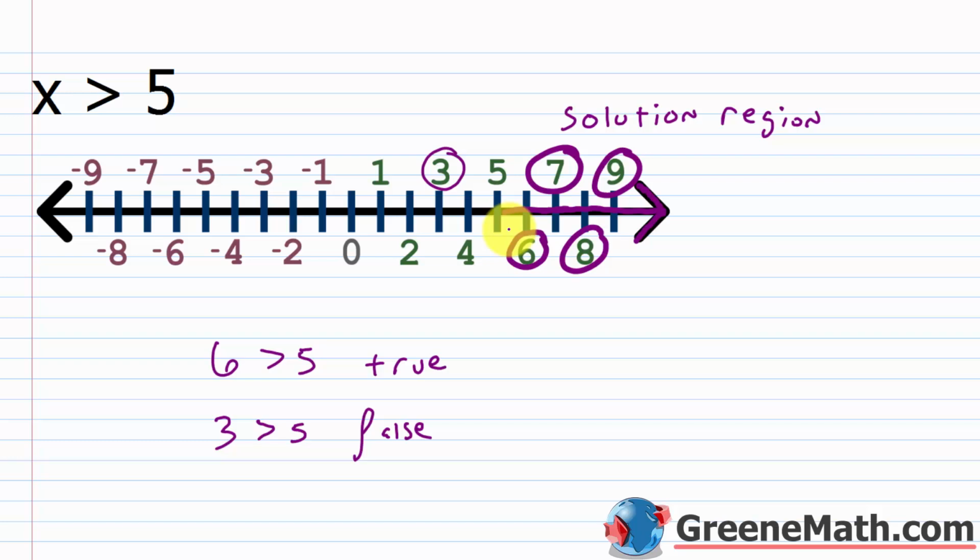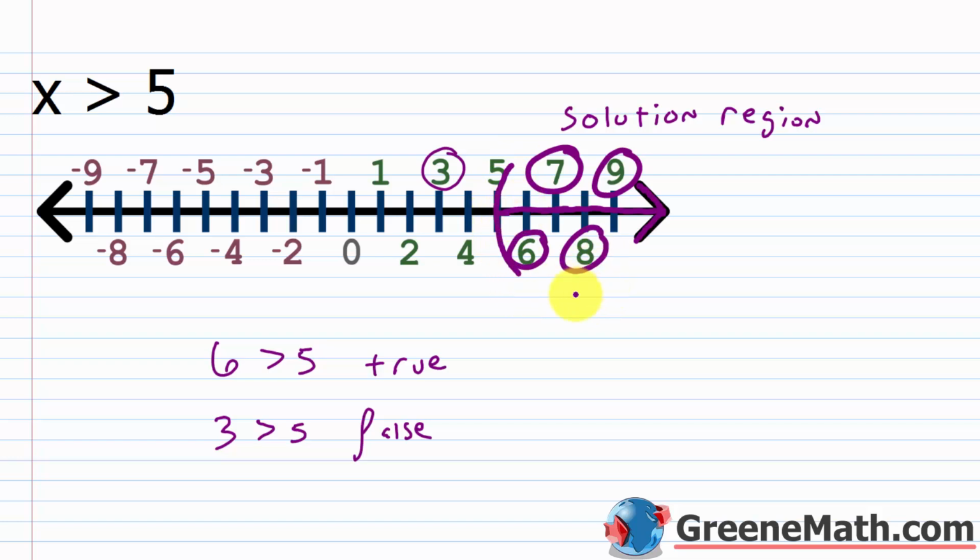So at that point, you either want to use a parenthesis or a bracket. You use a parenthesis when it's not included, and you use a bracket when it is included. Okay? So in this case, it's not included because we have a strict inequality. So what we want to do, we want to put a parenthesis facing in the direction of the solution region.